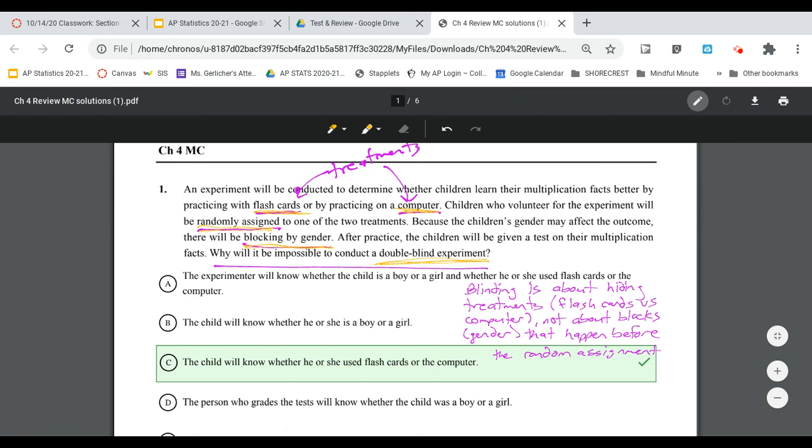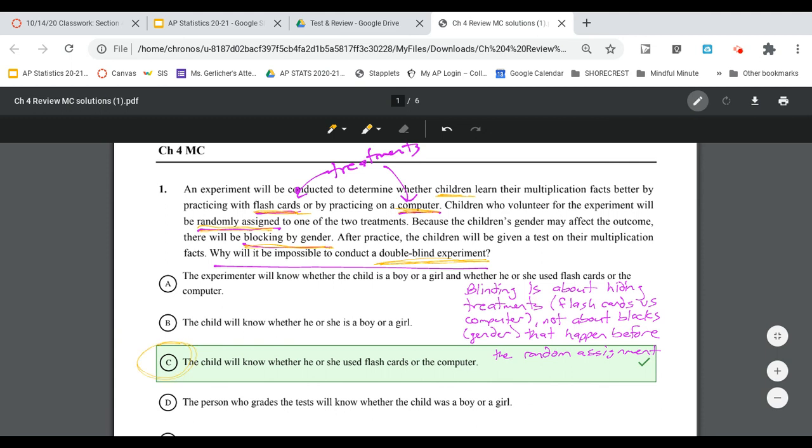So double-blind would be when both the people in the experiment, so the children, and the people interacting with those children do not know who is getting which treatments. Well, in this case, the treatments are paper flashcards in front of them or a computer program. So both the children and the people interacting with those children know which treatment they're getting because it's obvious. You can't hide whether you're on a computer or not. So that would be C.